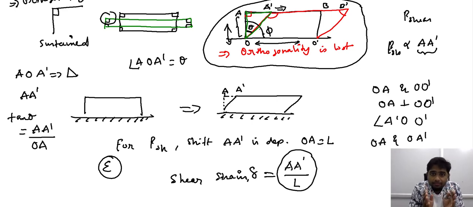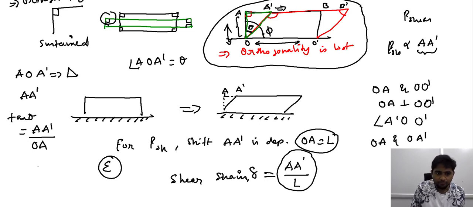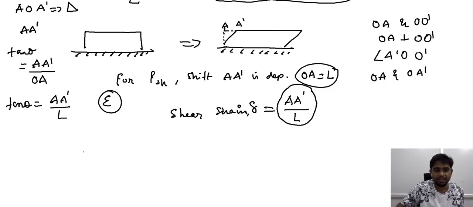Now what we are attempting to do is describe this shift A prime using this angle here. So what we have done is taken the angle tan theta, and here OA is nothing but the length that we have considered before. So tan theta is nothing but the shift in the corners with respect to the length L. Ultimately, we have the ratio of the shift in the corners with respect to L, and the same ratio describes the shear strain.